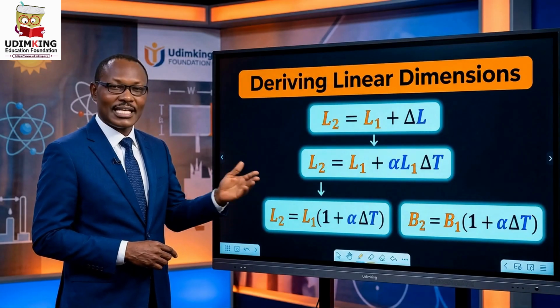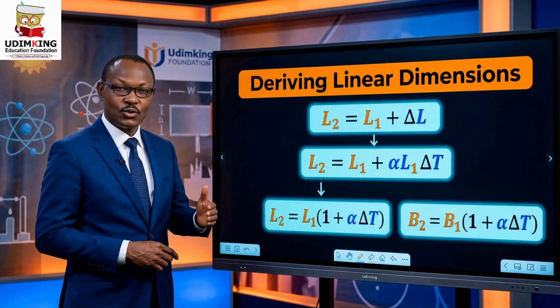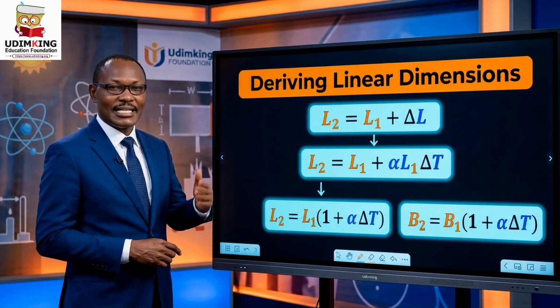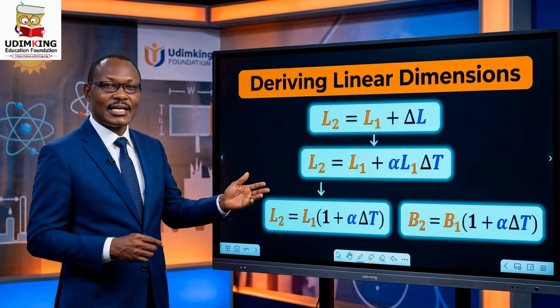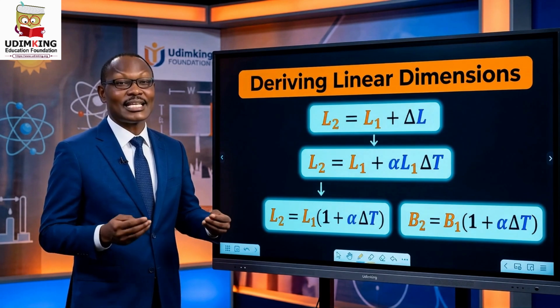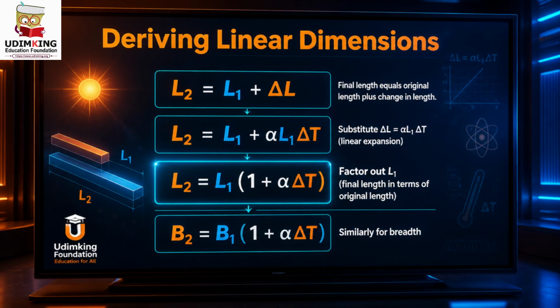Recall from our very first lesson that the new expanded length L2 equals the original length L1 plus the change in length delta L. And we already know that delta L is defined as alpha times L1 times delta T. Substituting this in gives us L2 equals L1 plus alpha L1 delta T. Look closely at this expression. L1 appears in both terms. If we factor out L1, we arrive at a crucial equation: L2 equals L1 into the bracket 1 plus alpha delta T.